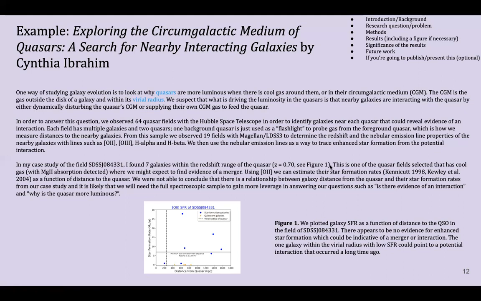This is one of the quasar fields selected that has cool gas with Mg2 absorption detected, where we might expect to find evidence of a merger. Using O2, we can estimate their star formation rates, and they have a couple of references in here that you could probably hyperlink as well, as a function of distance to the quasar. We were not able to conclude that there is a relationship between the galaxy distance from the quasar and their star formation rates from our case study, and it's likely that we'll need the full spectroscopic sample to gain more leverage in answering our questions, such as, is this evidence of an interaction, and why is this more luminous?